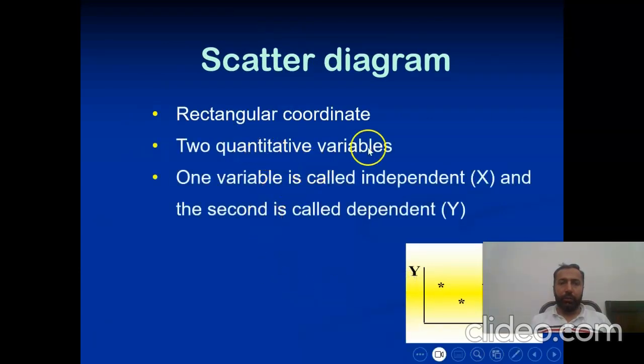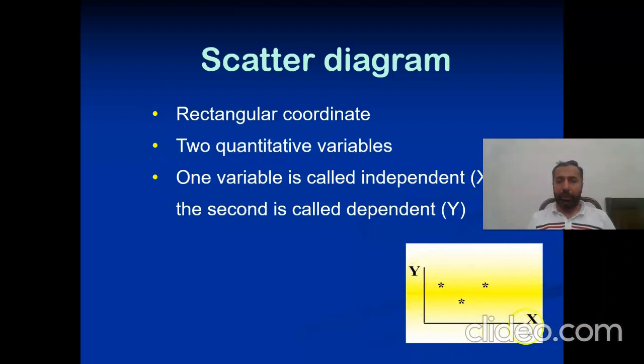Now, if we have two quantitative variables, and one variable is called the independent variable and the second is called the dependent variable, and we draw the dependent variable on the y-axis and the independent variable on the x-axis, and we then draw all the points, this diagram is known as a scatter diagram. It gives us a basic insight into the relationship between the y and x variables, whether they are correlated or not correlated.